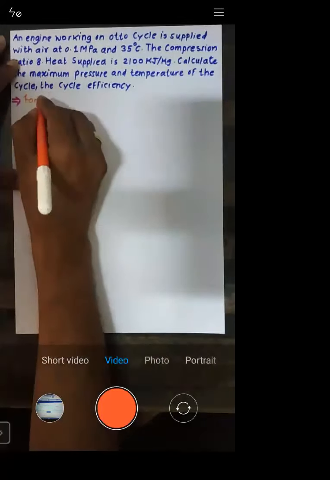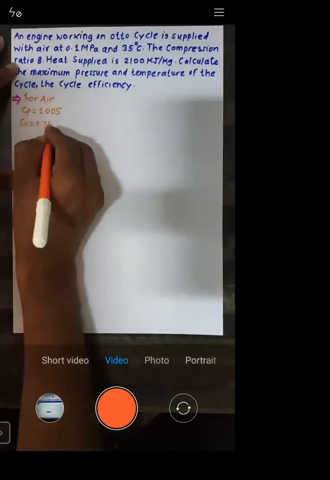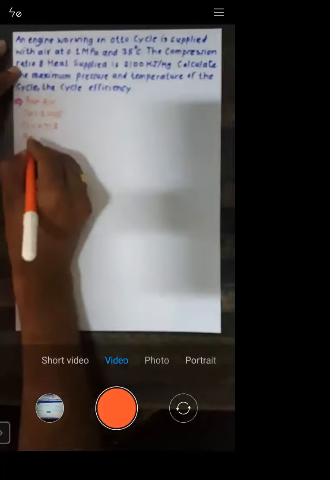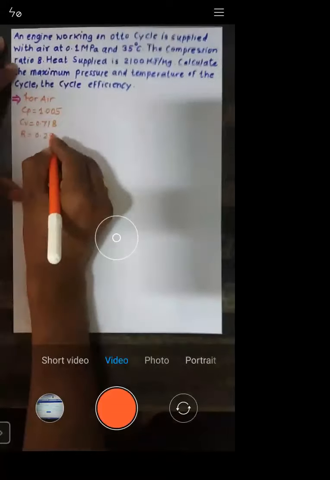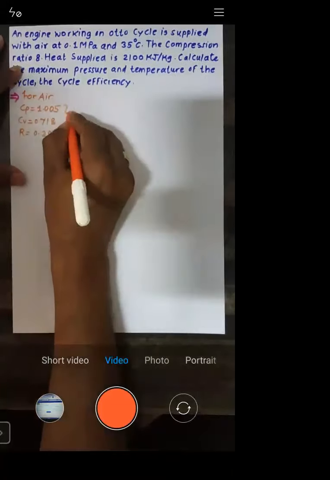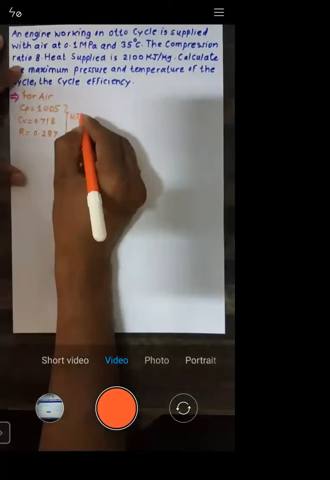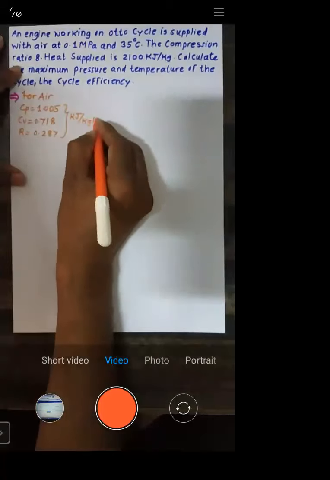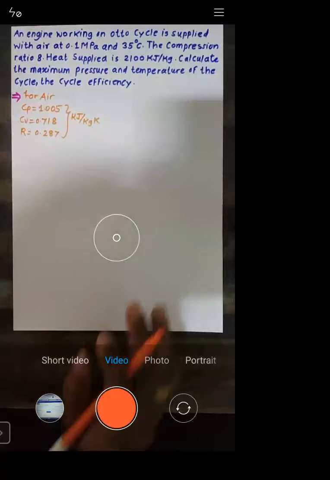When they mention air, you should remember these values. For air, the value of Cp is 1.005, the value of Cv is 0.718, and the value of R is 0.287. All these values are in kilojoule per kg Kelvin. So this is what is given.